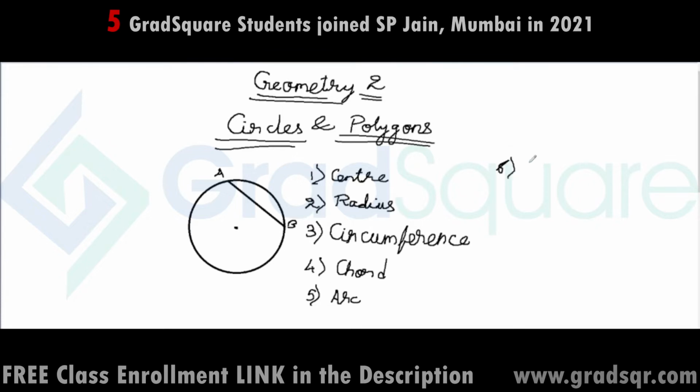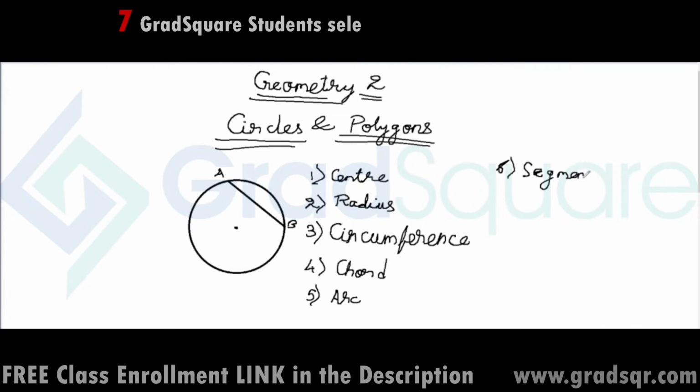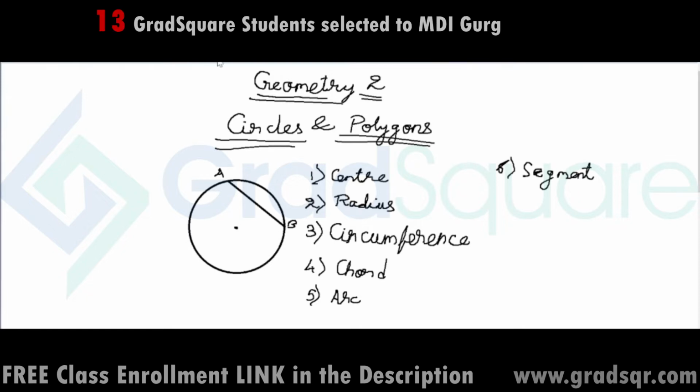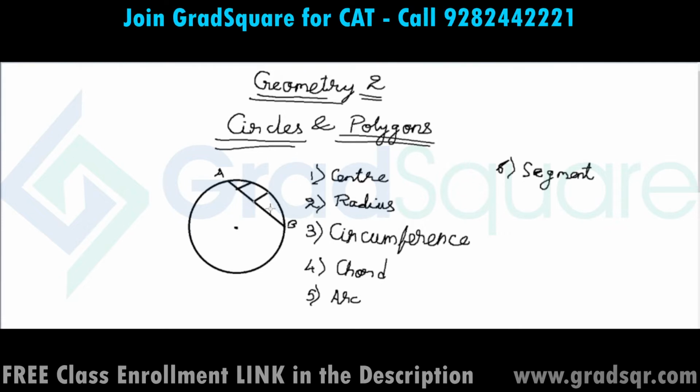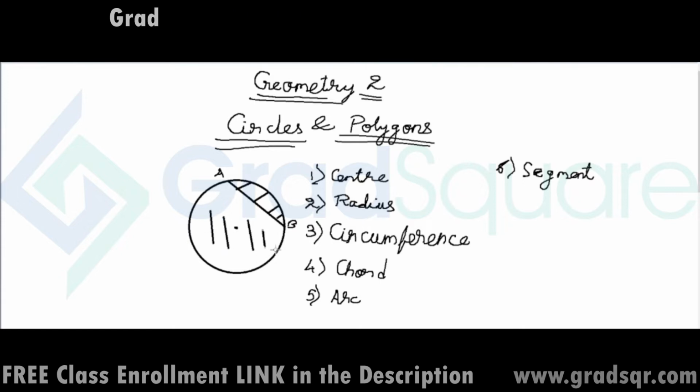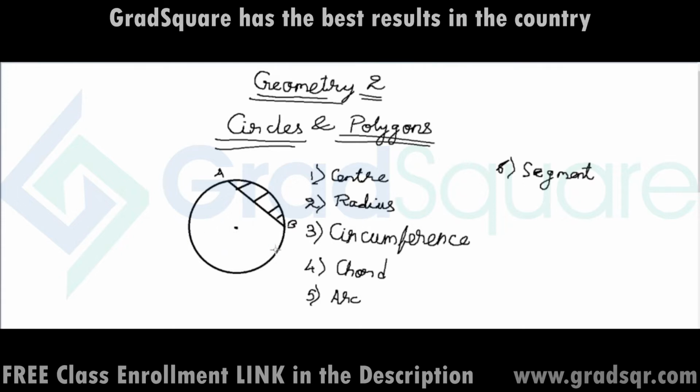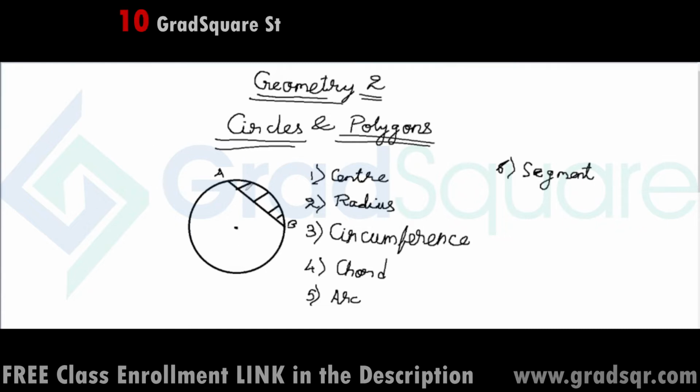Next, we have the segment of a circle. A segment is very similar to the arc concept, because we saw that a chord divides a circle's circumference into 2 arcs. Similarly, a chord divides a circle's area into 2 segments. This is a segment, and of course this is also a segment. Once again, the smaller segment is called the minor segment and the bigger segment is called the major segment.